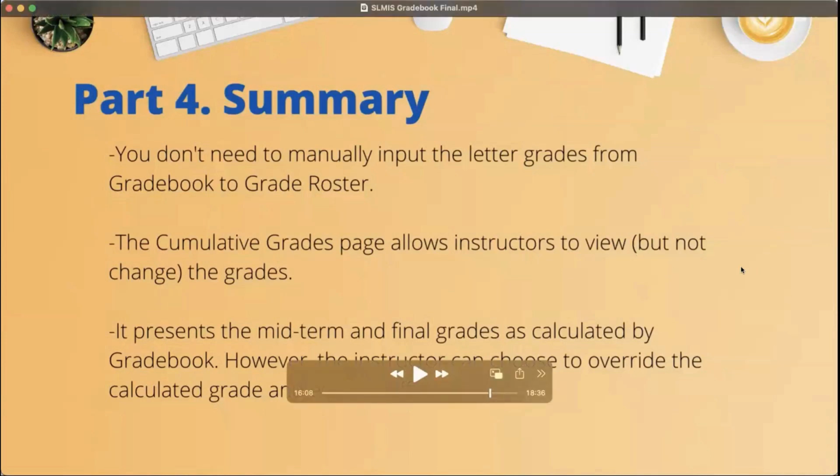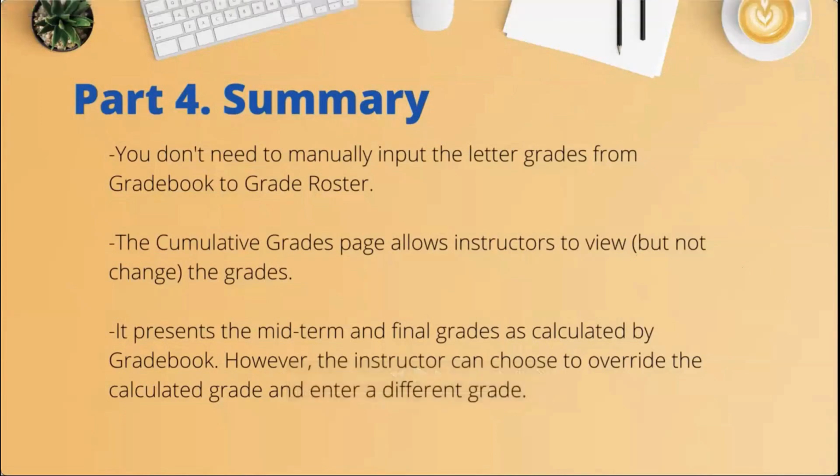The cumulative grade page allows instructors to view but not change the grades. So if you want to modify something, you have to go back to your grade book and update from there. And from your cumulative grade, it presents the midterm and final grades as calculated by gradebook. However, the instructor can choose to override the calculated grade and enter a different grade.